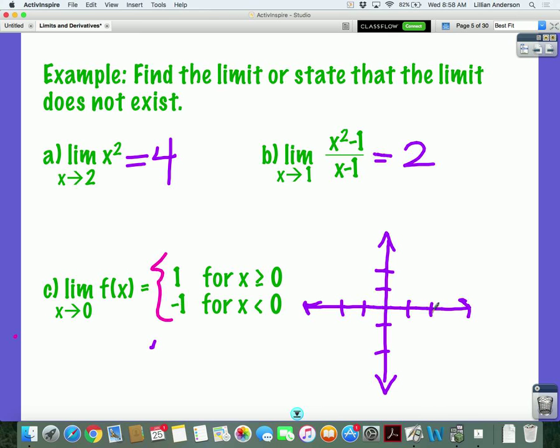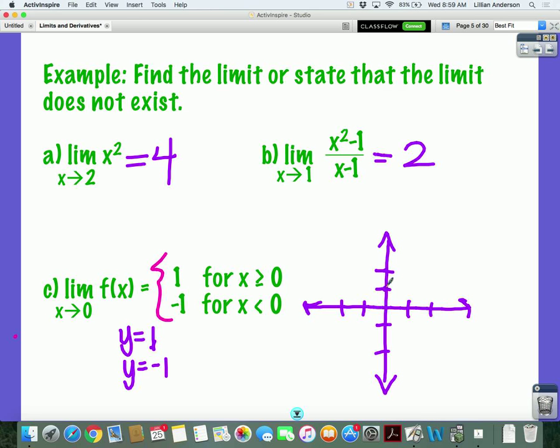Now we have f of x equals 1 for all the x values that are greater than or equal to 0, and f of x equals negative 1 for all of the x values that are less than 0. Now f of x equals 1 is the same thing as saying y equals 1, and f of x equals negative 1 is basically the same thing as saying y equals negative 1. What do those two graphs look like? What does y equals 1 look like? Horizontal line crossing through the y-axis at 1.